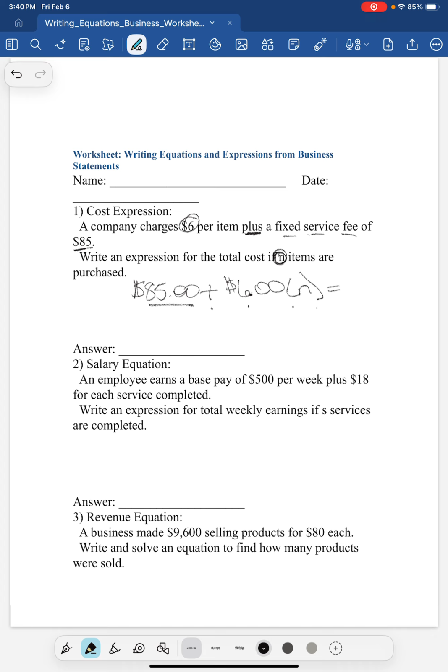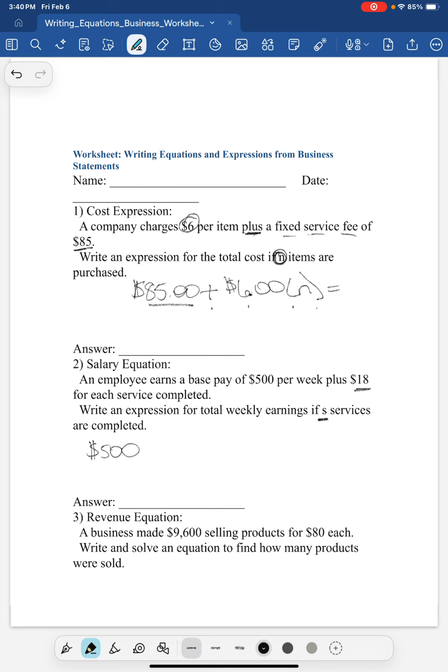Okay, that's an expression. Now, a salary equation. An employee earns a base pay. Again, we can start with that because no matter what, you're getting $500 a week if all you do is show up and nothing else happens. Plus $18 for each service completed. They've got a little commission going on there. Write an expression for total weekly earnings if S services are completed.